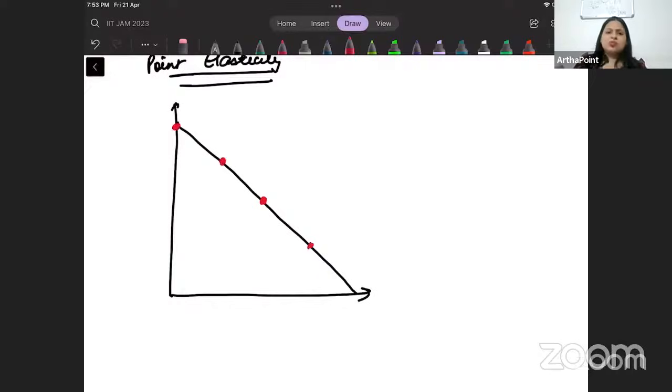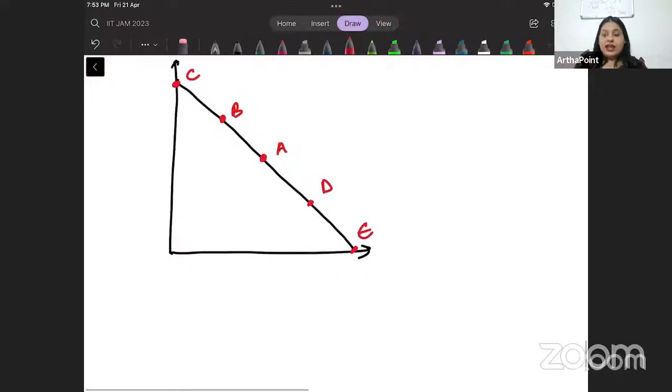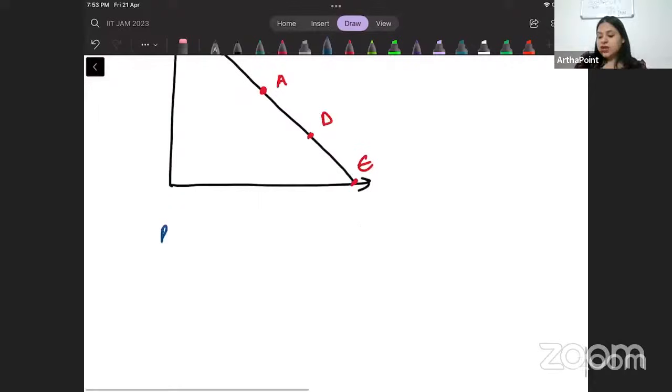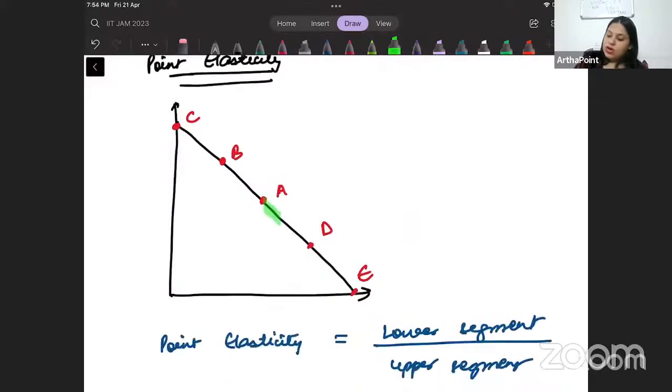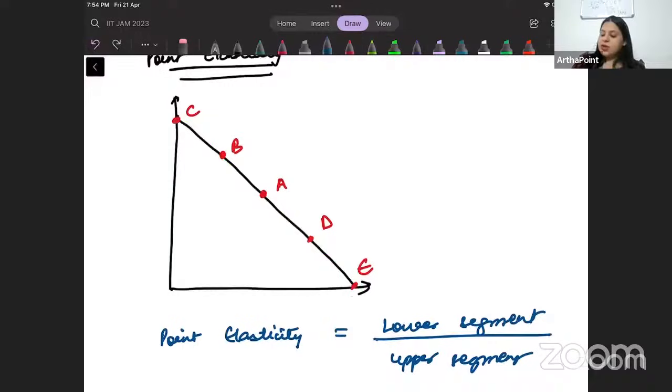इसको नाम दे देते हैं. So maybe let's say that this is point A, B, C, D, and E. How do I calculate it? कैसे पता चलता है point elasticity क्या है? So point elasticity, please write down, is given by lower segment by upper segment. Lower segment by upper segment. तो यहाँ देखो बेटा, lower segment and upper segment are equal. I have taken them in a way such that they are equal. So at point A, my elasticity will be 1.